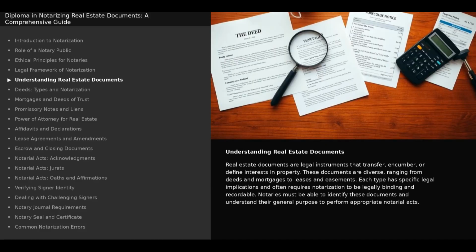Understanding real estate documents. Real estate documents are legal instruments that transfer, encumber, or define interests in property. These documents are diverse, ranging from deeds and mortgages to leases and easements. Each type has specific legal implications and often requires notarization to be legally binding and recordable. Notaries must be able to identify these documents and understand their general purpose to perform appropriate notarial acts.